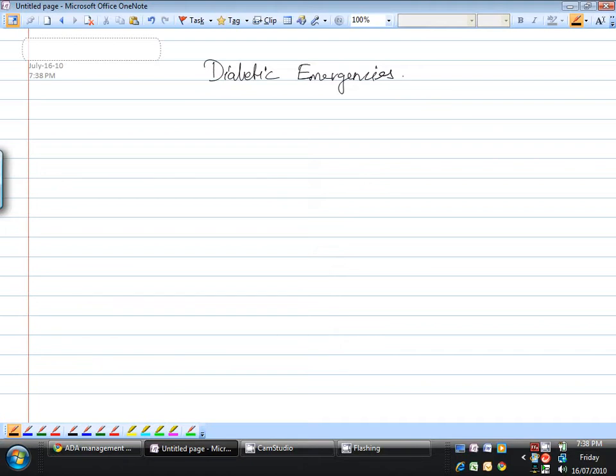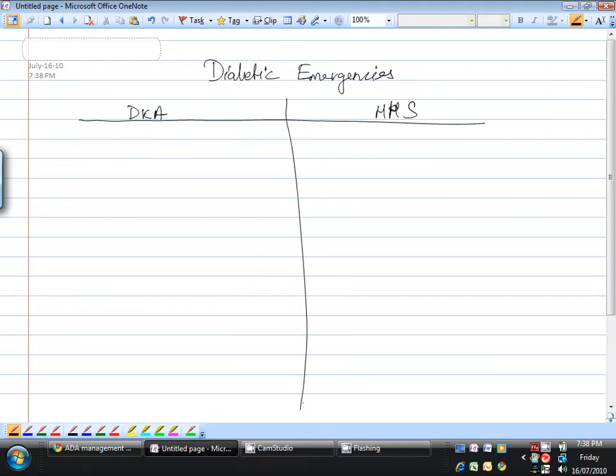So we'll be starting with just looking at some of the differences and perhaps even a little bit of similarities between DKA and HHS, also known as hyperosmolar hyperglycemic state. Now, DKA is a triad of hyperglycemia, ketosis, and of course acidosis, while HHS only has the hyperglycemia aspect of things. So it doesn't have the ketosis or the acidosis.